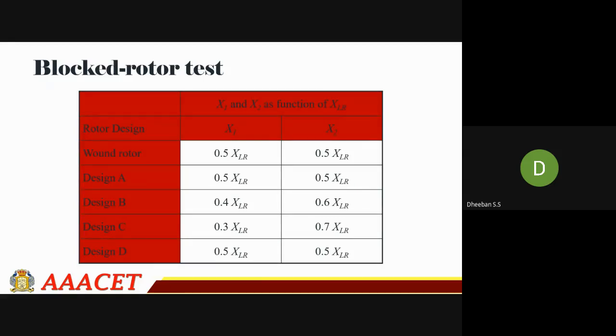So these are the design parameters that you have to consider in case of your blocked rotor test. Okay, thank you.